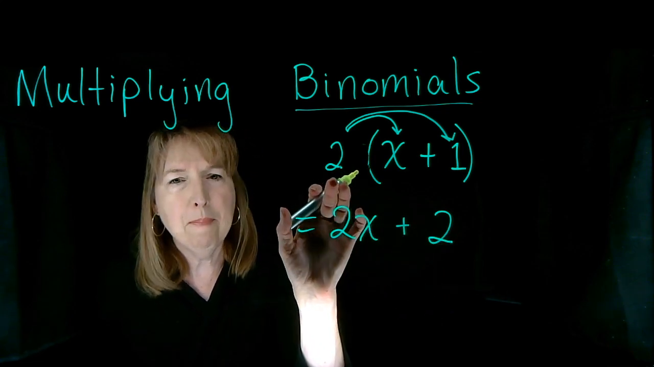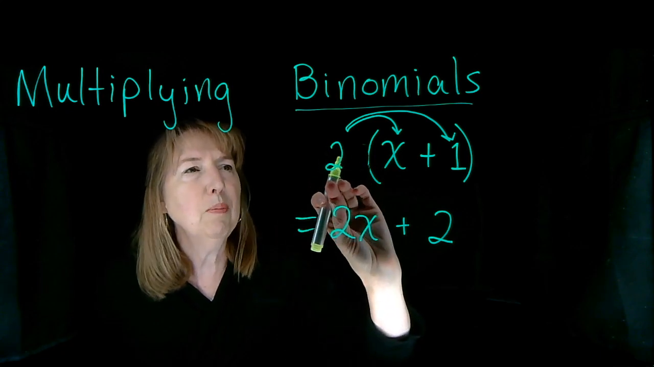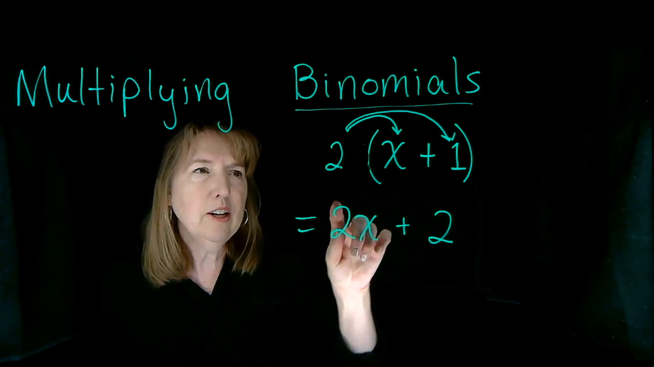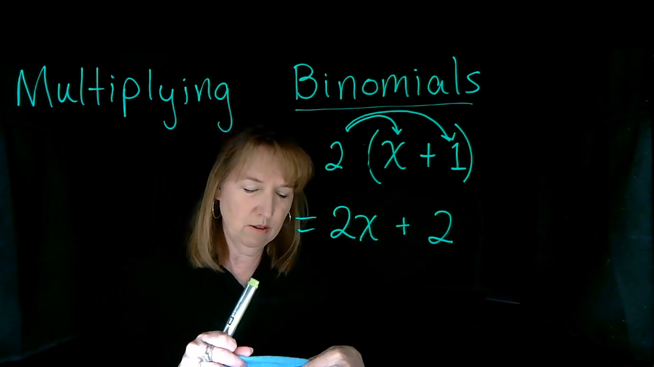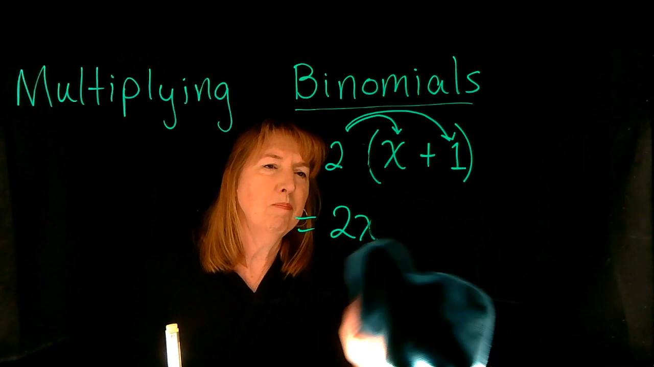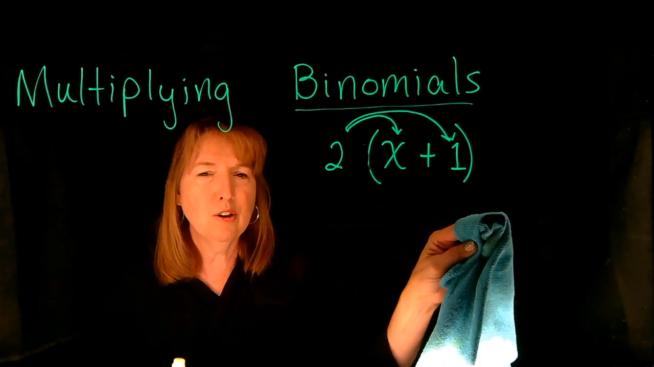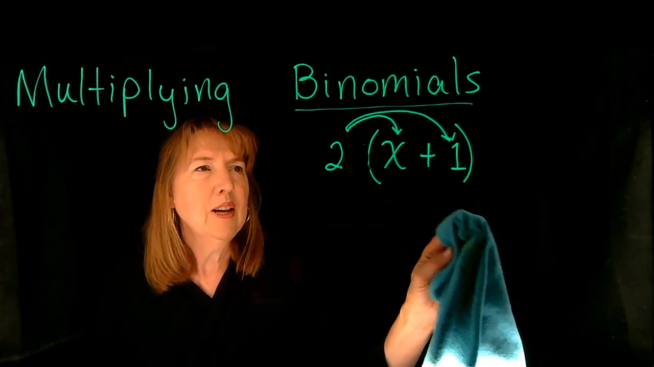And that was a monomial being multiplied with a binomial. So it's like you're distributing the 2, and we call it the distributive property. You're taking that 2 and placing it with all of the terms in the binomial.